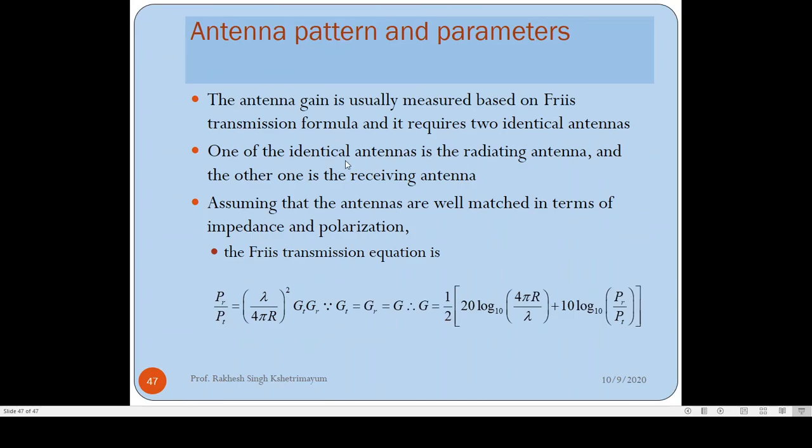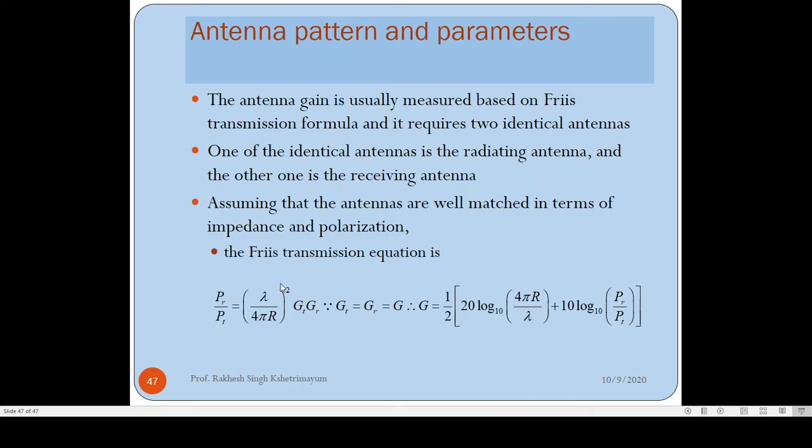So how do I measure the gain now using the Friis transmission formula? Now I know how much is the power transmitted. I know what is the distance. I know the wavelength of the signal I am using. I know what is the power received. I can measure it. I also use an antenna with a known gain at the transmitter. GT is known to us. Then GR can be found out. GR is the only unknown in that case.